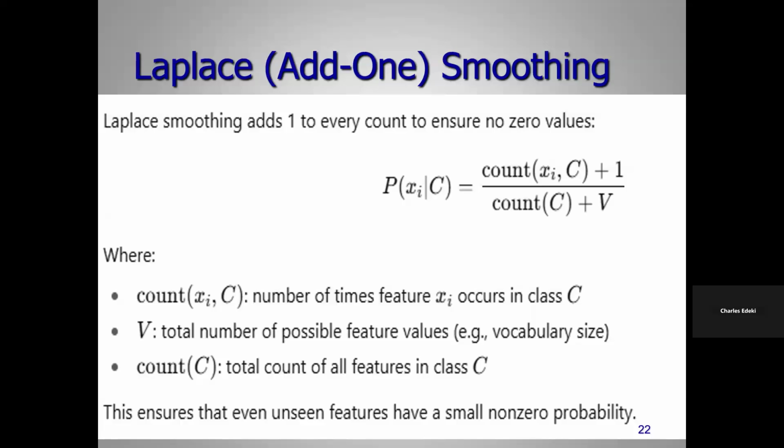Now, the reason why we use the V also is to maintain a valid probability distribution, where all the probabilities sum to 1. So if we add 1 to the count for one specific value, xi, we must do something. We must implicitly add 1 to the count for every possible value of xi that is associated with that class. So V will be the number of possible feature values.